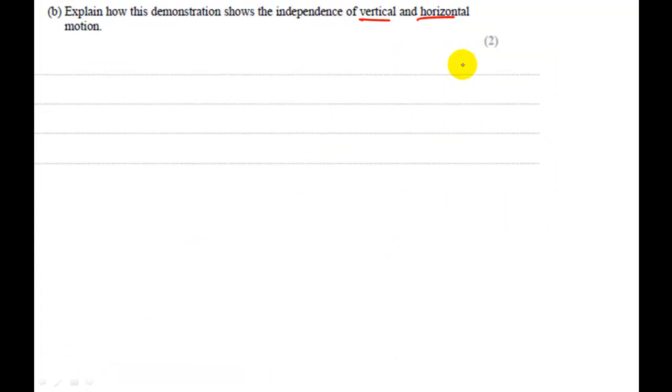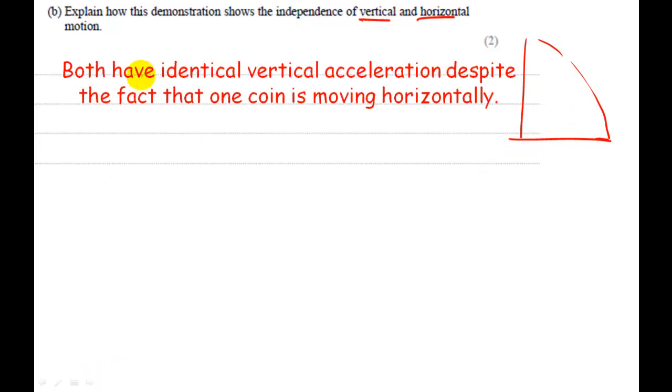Okay, so the fact that both coins, one fell perfectly vertically downwards and one fell following a parabola, yet they both strike the ground at exactly the same time, having been dropped or struck at the same time, so been left to free fall at the same time, means that their vertical acceleration must have been identical. The fact that their vertical acceleration was identical, despite one of them having horizontal velocity, shows that horizontal and vertical motion are separate. So this is just that summarized. Both have identical vertical acceleration, despite the fact that one coin is moving horizontally. This is enough to get you the mark.